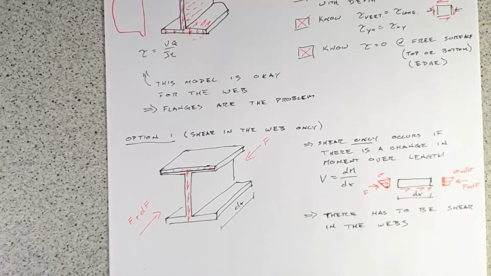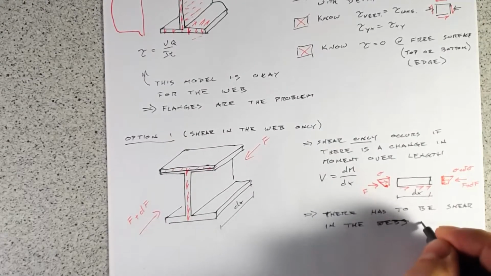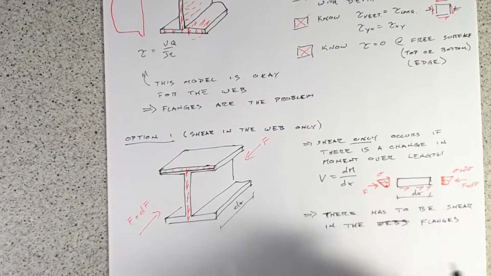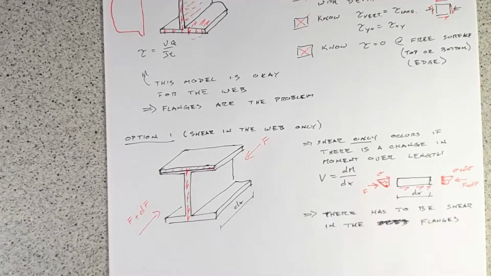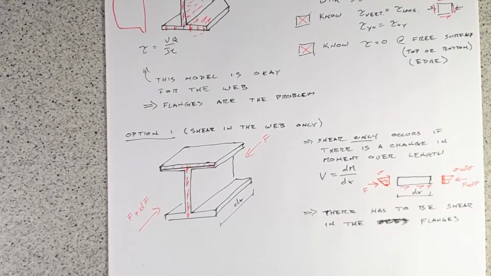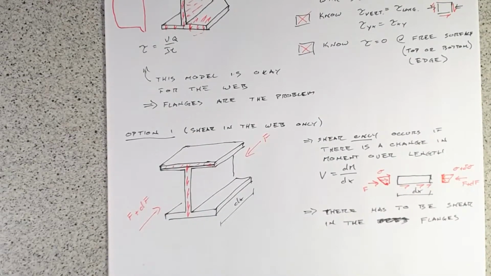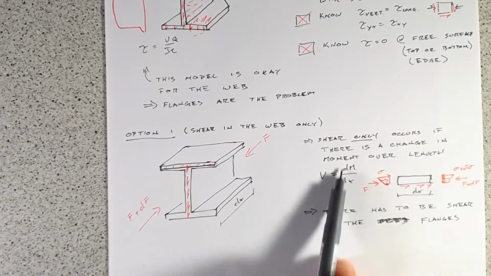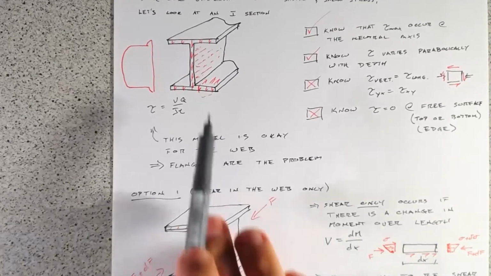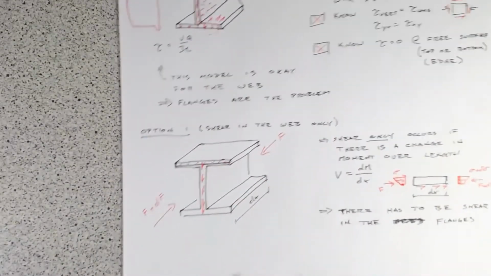So there actually has to be shear in the flanges. Because we've got bending stress in the flanges, there has to be a shear in the flanges. So this isn't a very good model either. We're kind of striking out where this model didn't work. It was okay for the web, but not good for the flanges.